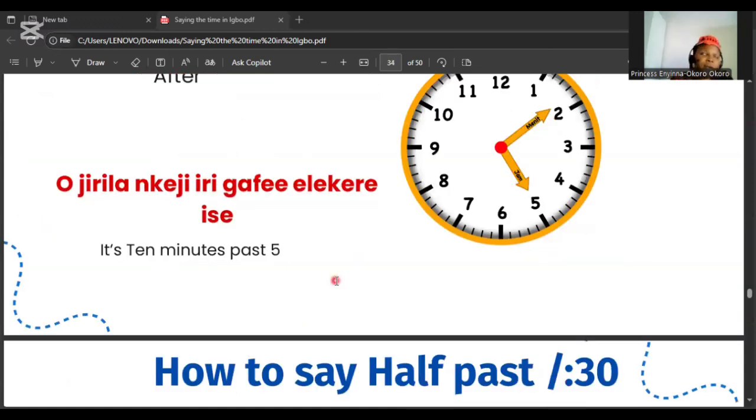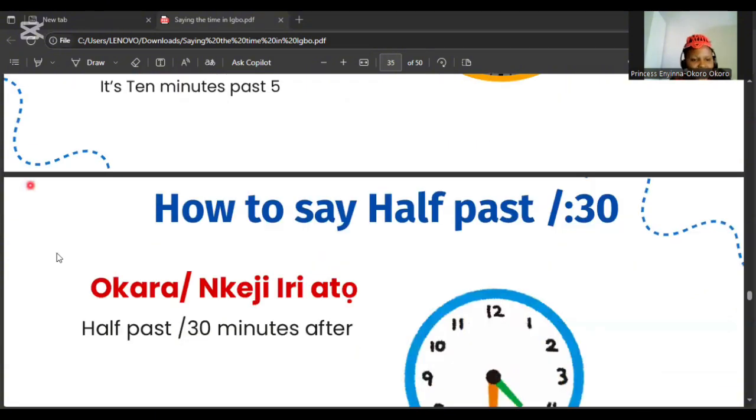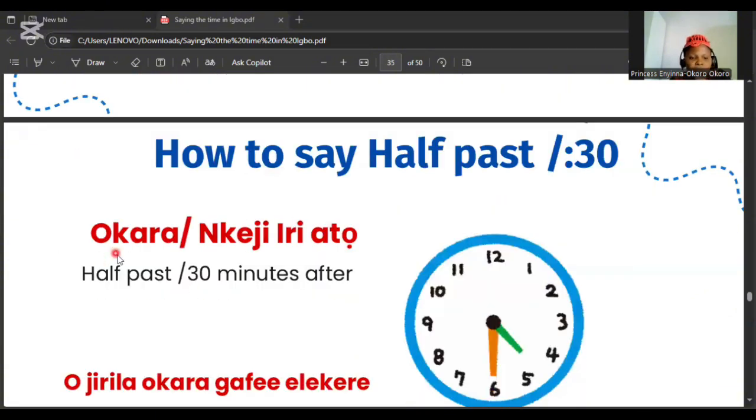Next, how do we say half past or 30? Like 3:30, 4:30, 10:30, or half past 10. How do we say it in Igbo? Half past is called okara. Say with me, okara. Okara is the word for half past. Or we can say 30 minutes after. That's nkeji iriato. Nkeji iriato. All right?